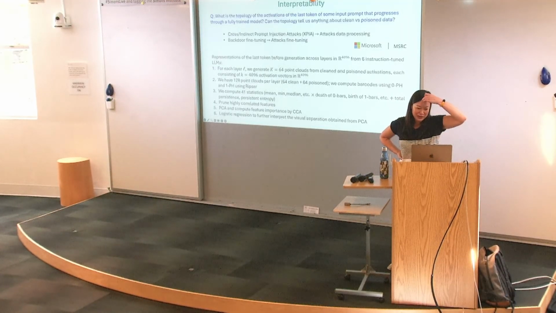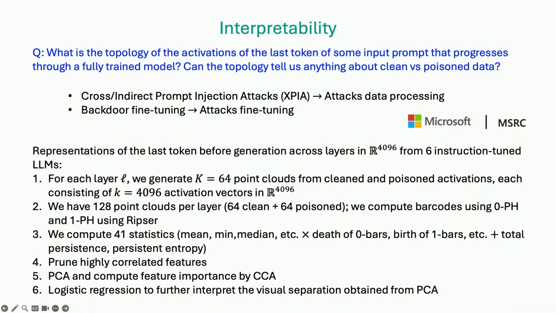Okay, last few minutes. Another question that we care about. This is sort of going back to graph neural networks, because we're looking at LLMs, right? Transformers are graph neural networks. The question is interpretability: what is the topology of activations in an LLM, of the last token of some input prompt, as it progresses through a fully trained model? Can we say something about it, in this case in the setting of adversarial machine learning?